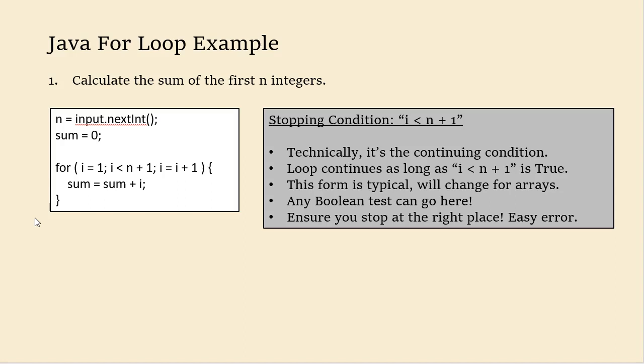Now, any Boolean test can go there. It doesn't have to be I is less than n plus 1. In this case, it makes perfect sense, but any Boolean test can go there. And so you can put in some unusual Boolean tests. In fact, you can effectively convert this to a while condition. The stopping condition that you used for the while condition would go here. And this thing will just keep repeating until that condition is met.